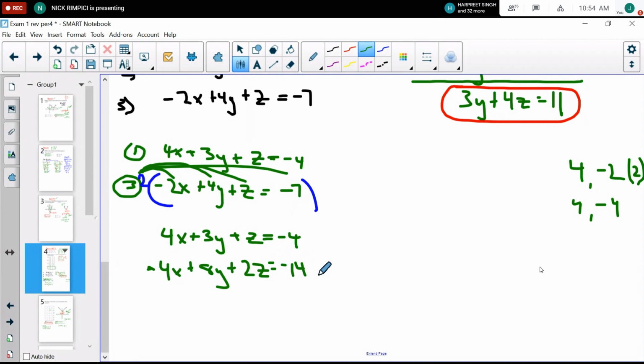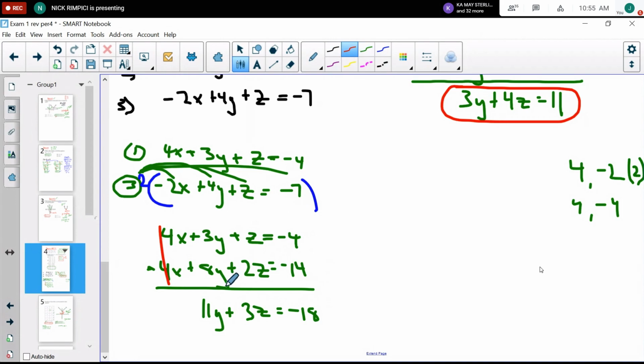So that looks great. Then from here, right now we can cancel some stuff out. We're going to get what we want. The 4x and negative 4x are going to wipe out. We needed that to happen. We can put the 8y and 3y together for 11y, right? 8y and 3y is 11y. And we can put 2z plus 1z together for 3z. And then we can put negative 14 and negative 4 together, and that's going to be negative 18.